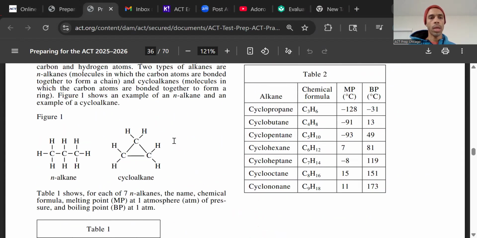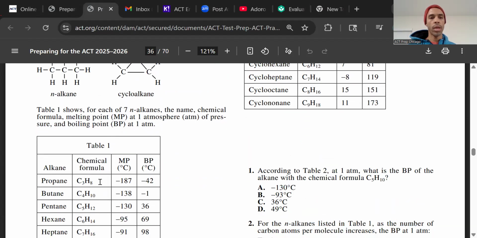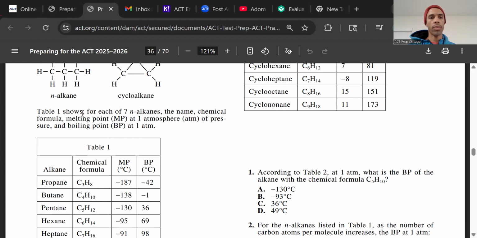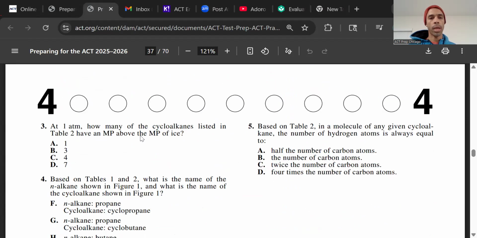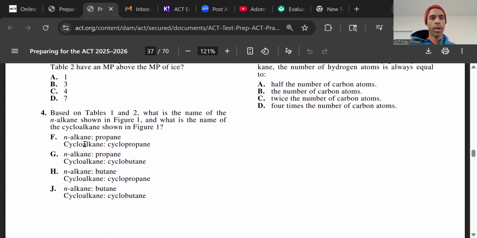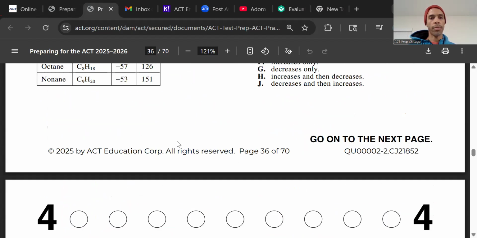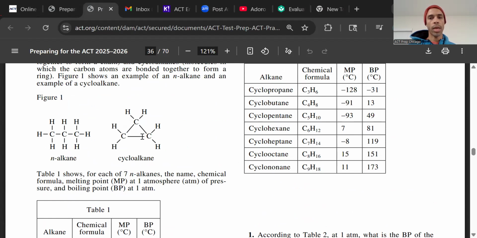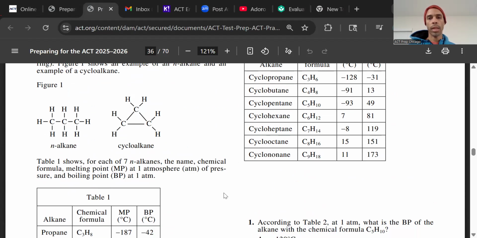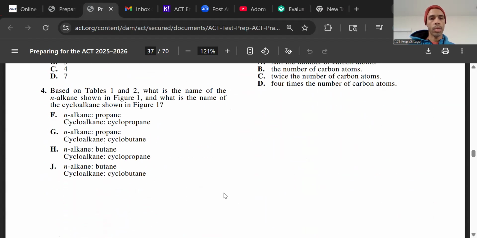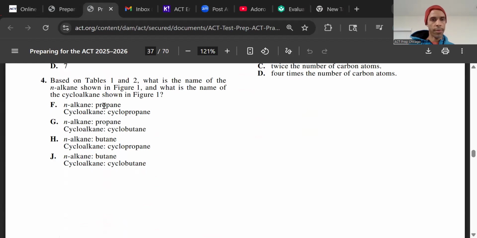Okay, so Figure 1 has 1, 2, 3 carbon atoms and 1, 2, 3, 4, 5, 6, 7, 8 hydrogen atoms. So C3H8 should be propane. So the name of the N-alkane, which is table 1, will be propane. So it's either F or G, right? It's not butane. And then what's the name of the cycloalkane? For Figure 1, it has 3 carbon atoms and 6 hydrogen atoms. So that would be cyclopropane, which would be F. So number 4 is F.